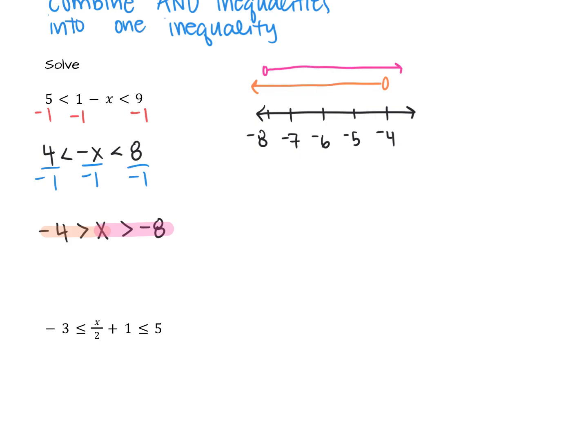Now I'm looking for where do these overlap. And it overlaps for everything in between negative 8 and negative 4. So when it comes to my interval, I'll do a parenthesis because there's no equal to. My smaller number, negative 8, comma, bigger number, negative 4. And then close it with my parenthesis. And that's my solution.